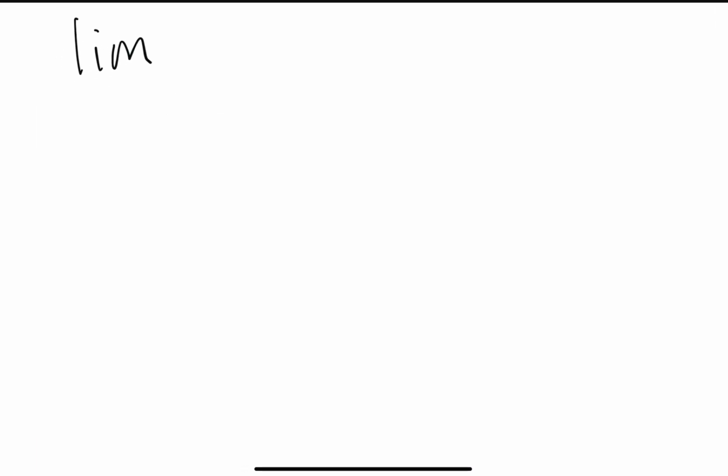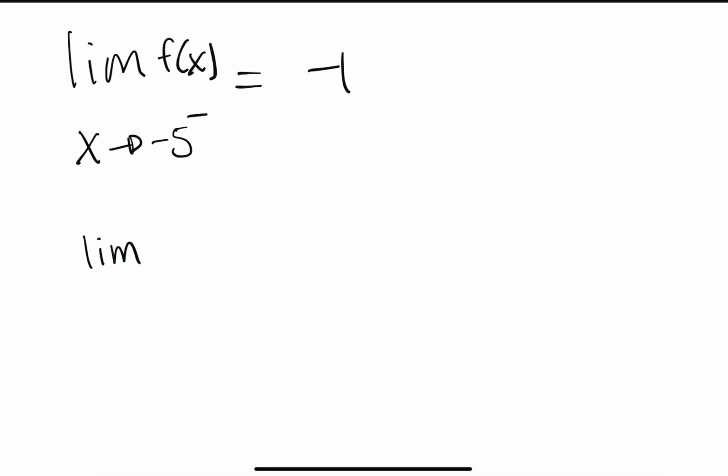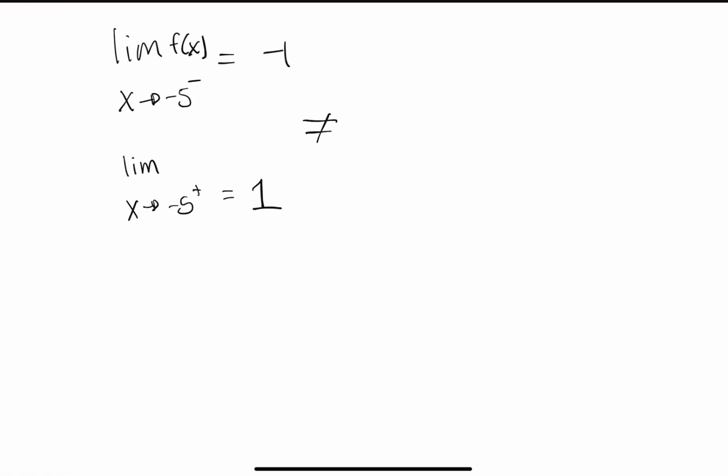So what we found with this is that our limit as x is approaching -5 from the left is equal to -1 of our f of x. And then our limit as x is approaching -5 from the right is equal to 1. Obviously, -1 is not equal to 1. These two are not equal to each other. Therefore, the limit as x is approaching -5 does not exist.